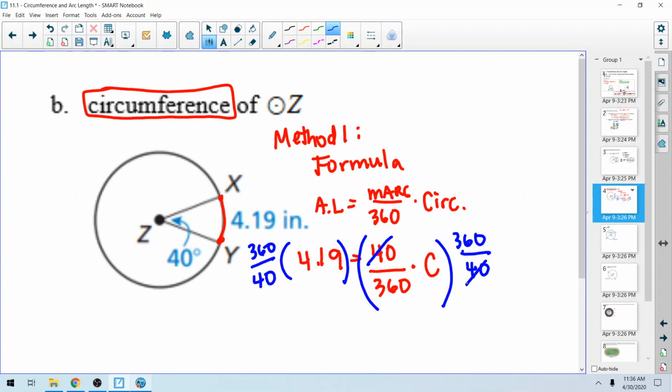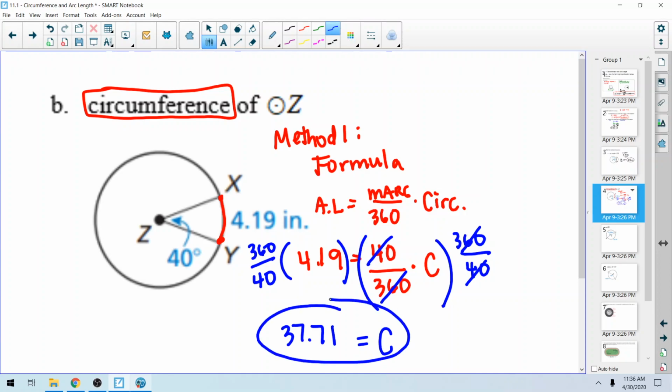Okay, so that guy will cancel, that guy will cancel, that guy. Over here, you're going to be left with circumference. And then on the left, I'm not going to show you, I'm just going to type it in my personal calculator here. I'm going to hit Control Divide, 360 over 40, go off to the side, times 4.19. I'm going to hit Control Enter, and I got 37.71. So the circumference of the entire circle is 37.71 inches. Okay, that's method one using the formula.